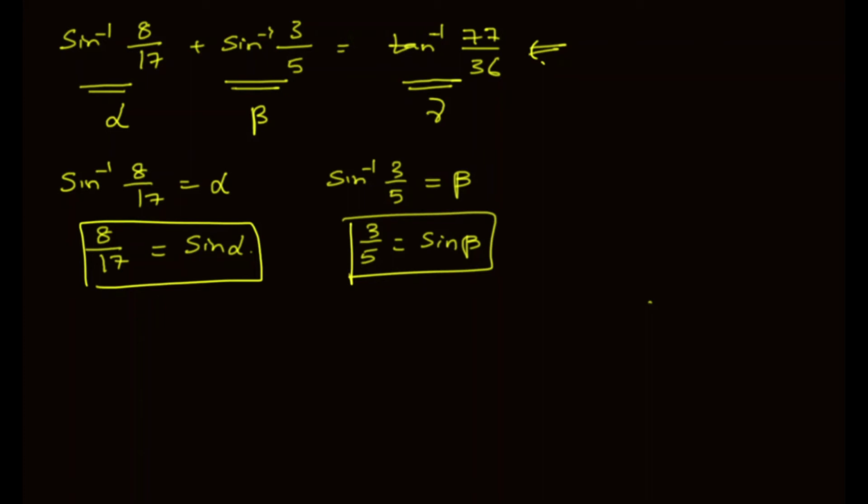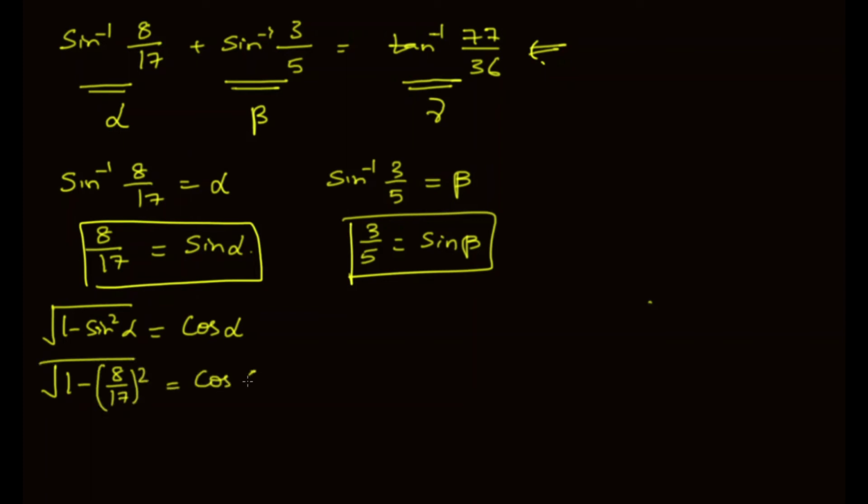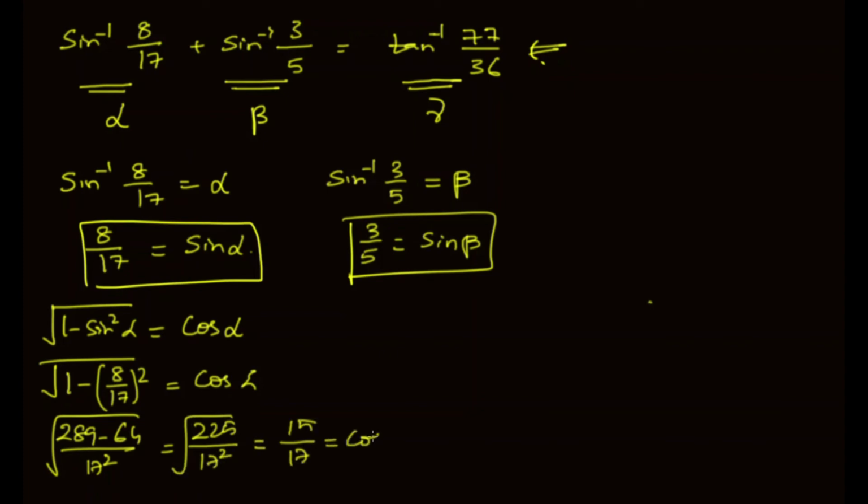Let's try to find out cos alpha. Cos alpha we all know is root of 1 minus sine square alpha. Plug in the value: 1 minus (8 by 17) whole square, and we know this is (289 minus 64) divided by 17 square, that is 225 by 17 square, which is equal to 15 by 17. That is cosine alpha for us. Or else, if you had realized 8, 17 and a Pythagorean triplet would give us 15 there. So 15 by 17 would be our cosine alpha.